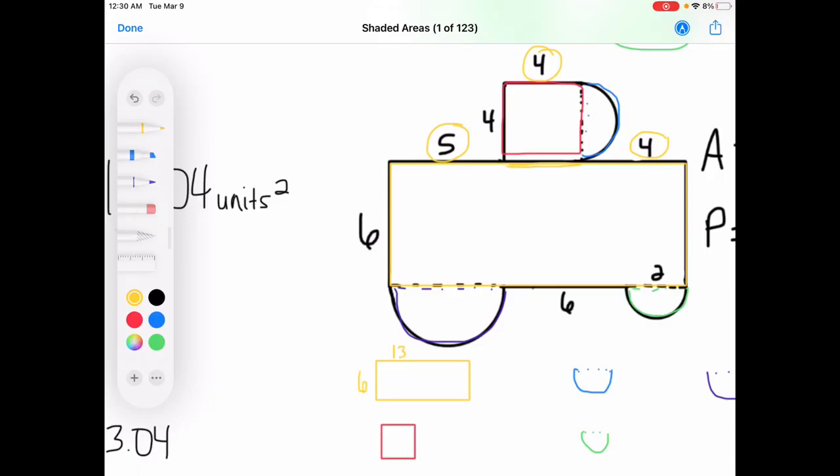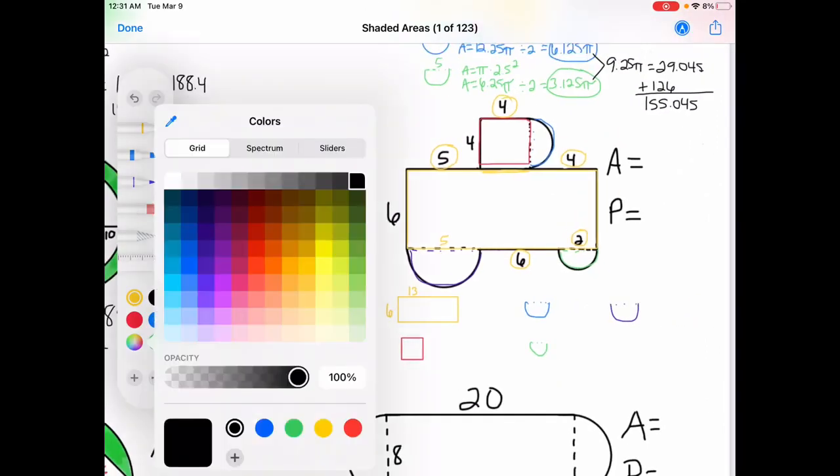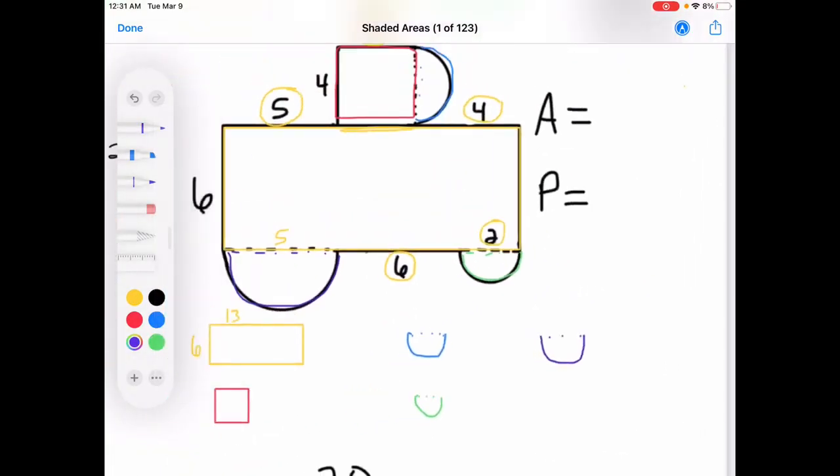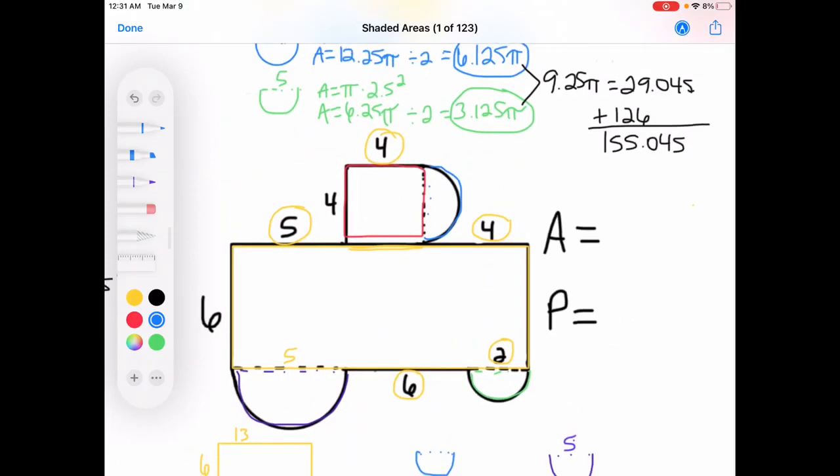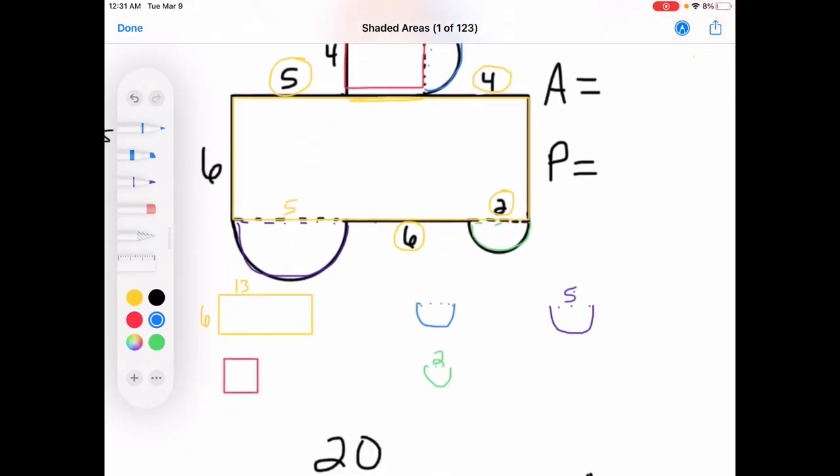And it is 6 units tall. And then if I look at the bottom, I have a 6 and a 2, which is 8 units. So that tells me that this diameter is also 5 units. So my diameter is 5 units for that one. Of my green one, my diameter is 2. And of the blue, my diameter is 4 because it is equal to the side length of the square. So that tells me that my diameter would be 4.